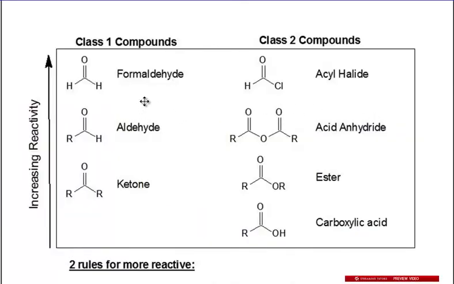So the first section of our sheet tells us that we have two different classes of molecules. We have the class 1 and the class 2. Now, what they are is they all are carbonyl. Remember, this is a carbonyl group. And there are many, many different types of carbonyls. Now, we can organize them in two different groups, class 1 and class 2.